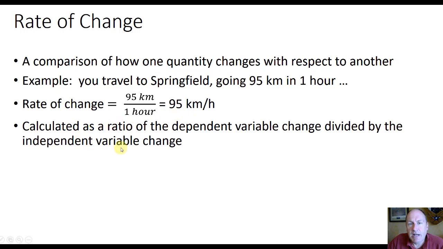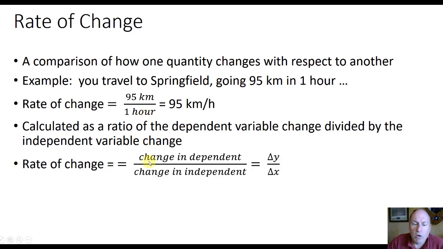So mathematically, rate of change is calculated as a ratio of, and you can see that word rate within ratio, the dependent variable's change divided by the independent variable's change. In this case, distance depends on time. So we're dividing the dependent variable change, distance, 95 kilometers, by the independent variable change, time, 1 hour. So mathematically, here's the formula. It is the change in the dependent variable divided by the change in the independent variable.